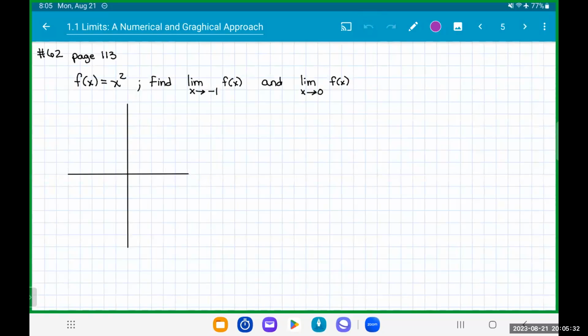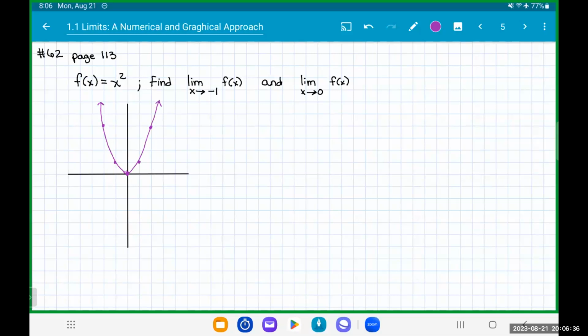So there will be times when you need to graph a function and then determine the specific limits, okay? So problems like 61 through 78 on page 113 in your textbook will be of that nature. So for this first one, number 62, we're just given a function. We're given f of x equals x squared, and then asked to determine the limit as x approaches -1 and the limit as x approaches 0. Okay, so first we have to graph that. So if I put 0 in here, that's 0 times 0, 0 squared is 0. 1 squared is 1. 2 squared is 4, right? The same is true on the left if I do the negatives. So this graph looks something like this.